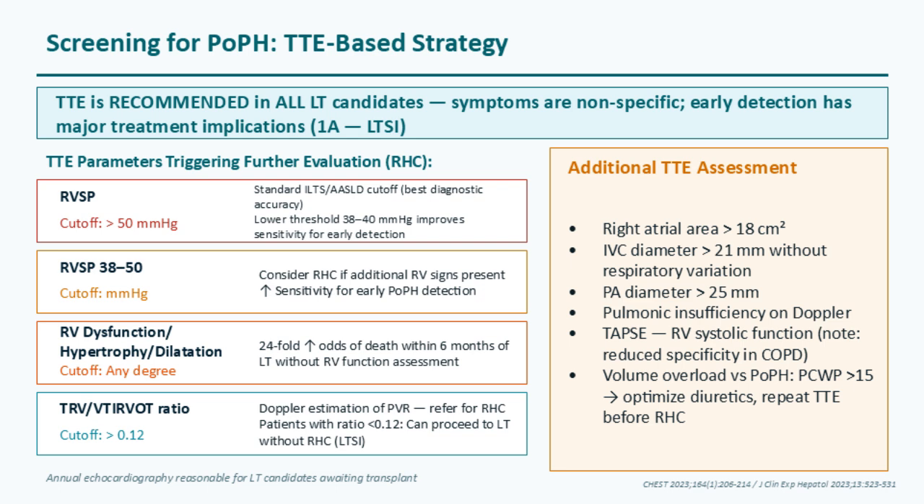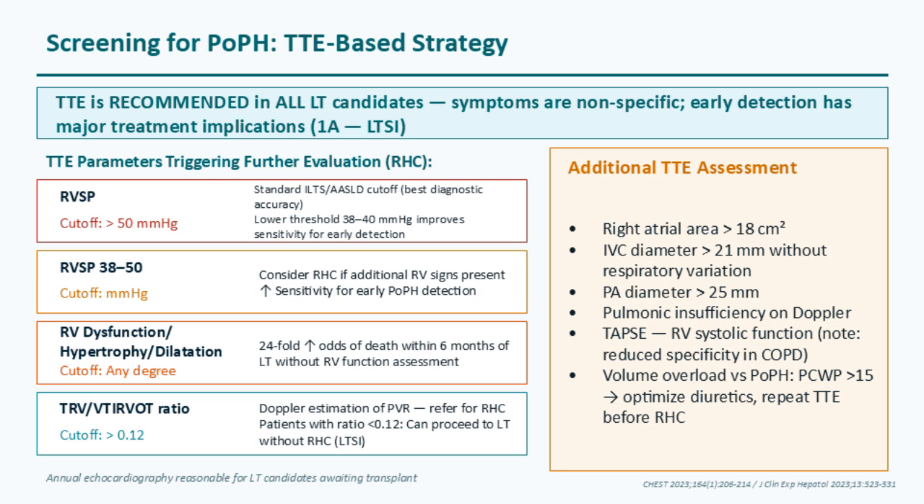But you really need to pay close attention to the new screening thresholds. Historically, the AASLD and ILTS recommended moving to a right heart cath only if the right ventricular systolic pressure, the RVSP, was strictly greater than 50 millimeters of mercury. Now, while an RVSP over 50 gives you fantastic diagnostic specificity, it completely misses early disease. The contemporary recommendation is to be far, far more vigilant.